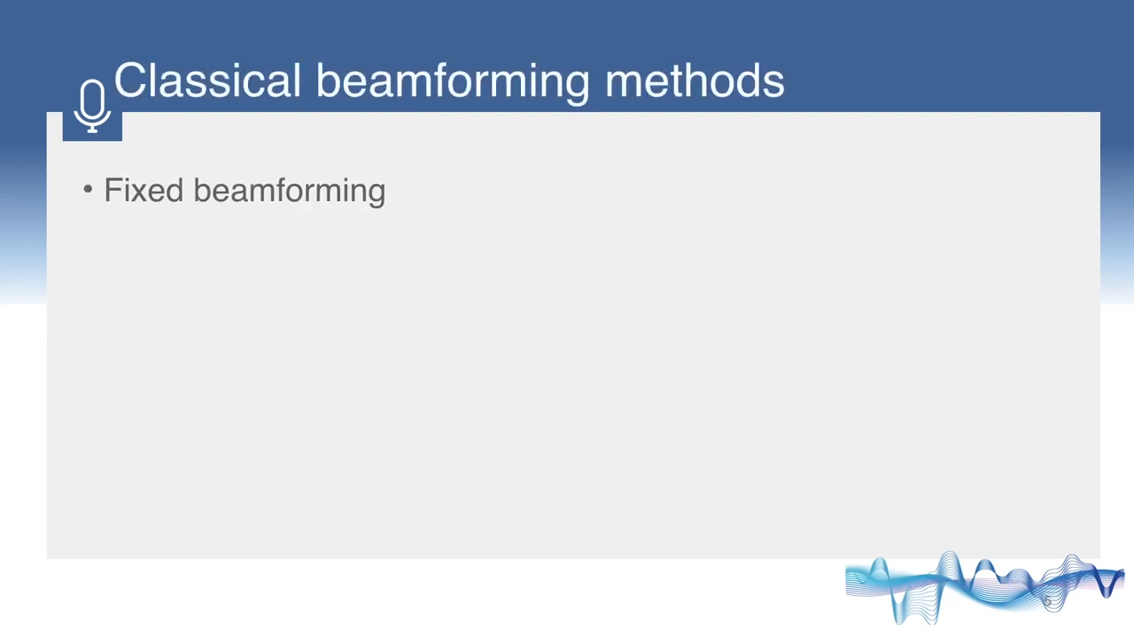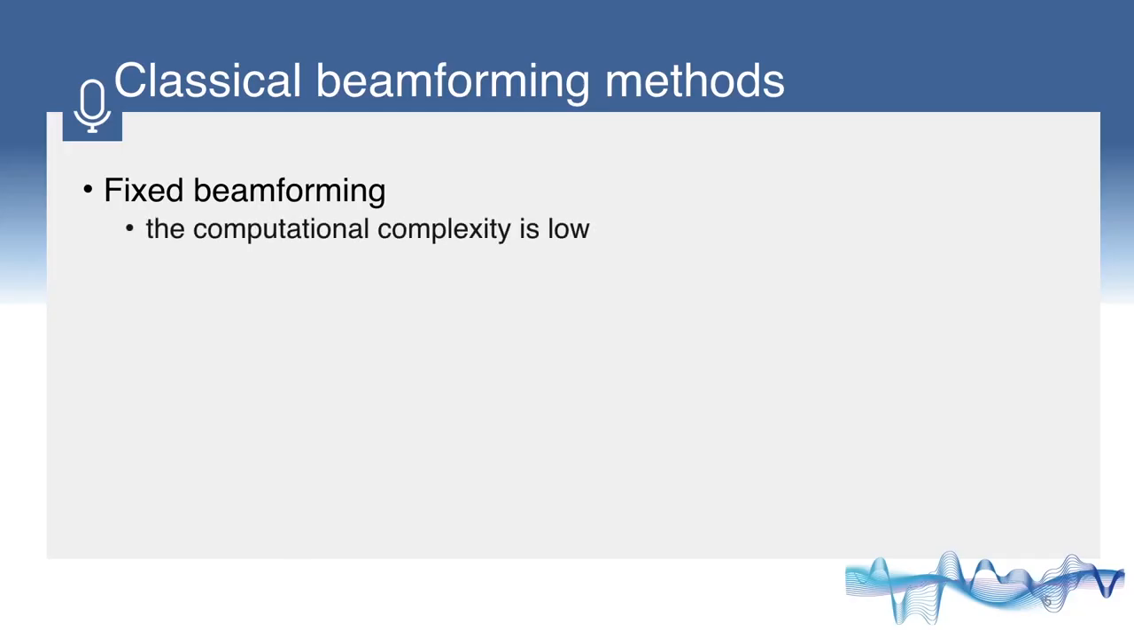The main microphone array methods include the fixed beamforming method, the adaptive beamforming method, and post-filtering techniques. The applications of fixed beamforming are very limited, but the computational complexity is low, so it is generally used in an environment where the acoustic scene is fixed, while the adaptive beamforming method shows better robustness. Of course, this is also at the expense of computational complexity.